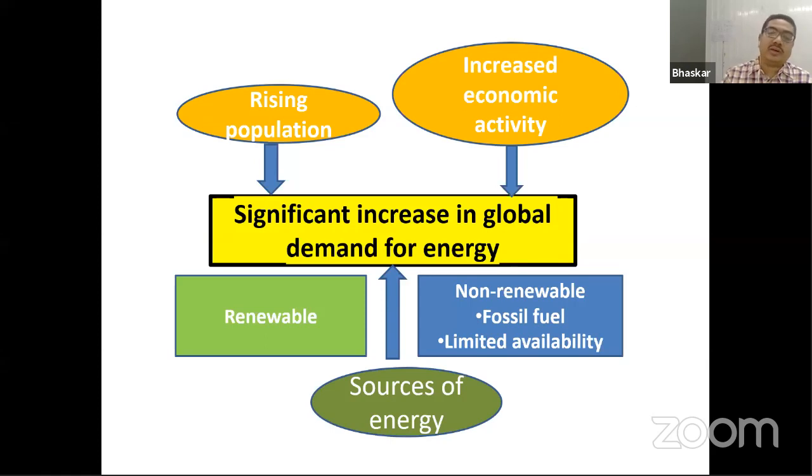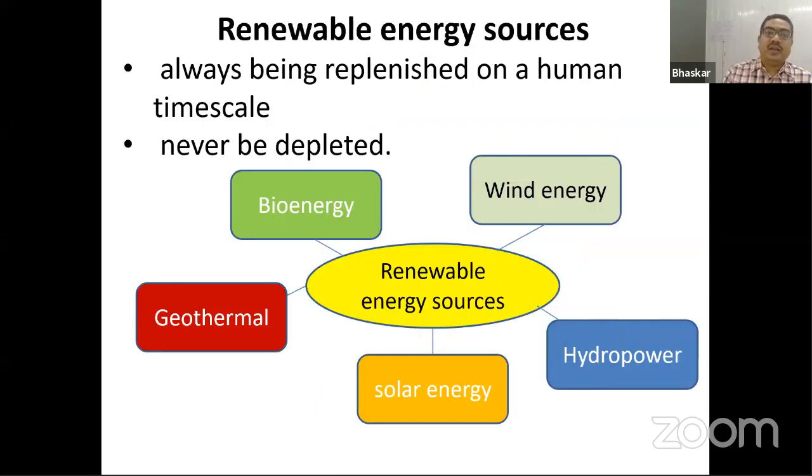So we are going to exhaust them in the ensuing years, maybe 50 years, 80 years, 100 years. But after that, we will exhaust them. So we have to move on now itself to the renewables. So they are always replenished.